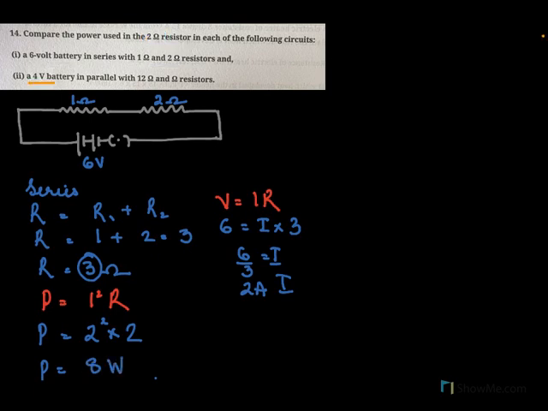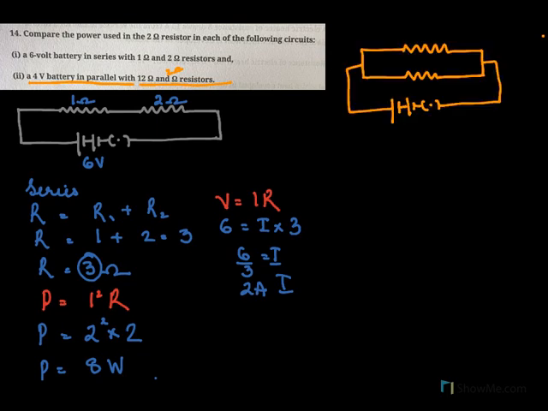In the second case, we have a 4 volt battery in parallel with 12 ohms and 2 ohms. So I have a 4 volt battery connected to 12 ohms in parallel and 2 ohms in parallel. Now I have to find the power only for 2 ohms, and you know the formula for power here, we are going to use V square over R. Last time we used I square R, now we'll use V square over R. Now we have to find the power only of 2 ohms.